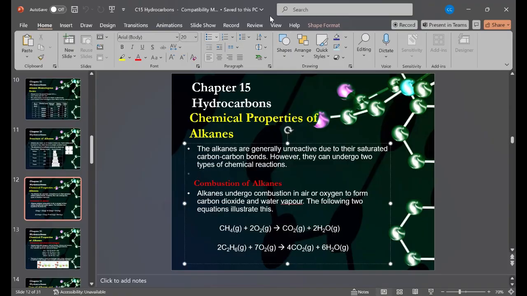All right. So when organic compounds undergo combustion, what we have happening is that carbon dioxide and water is formed. So alkanes undergo combustion in air or oxygen. So they burn in air or oxygen to form carbon dioxide and water vapor. So carbon dioxide and water is formed, but it is vapor because if something is burning, more than likely the water is going to evaporate. So that's why we end up with water vapor.